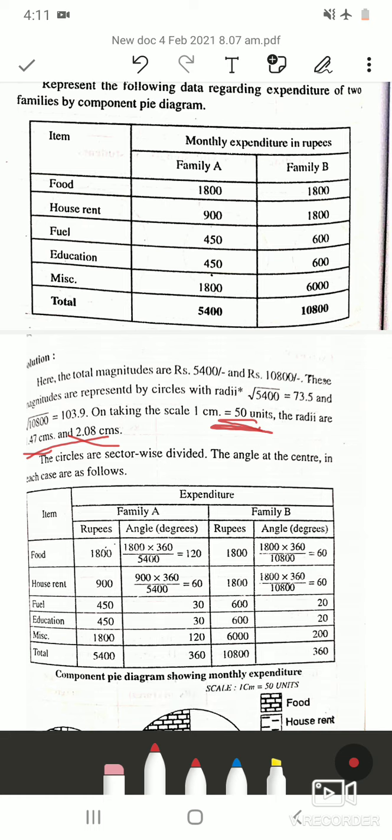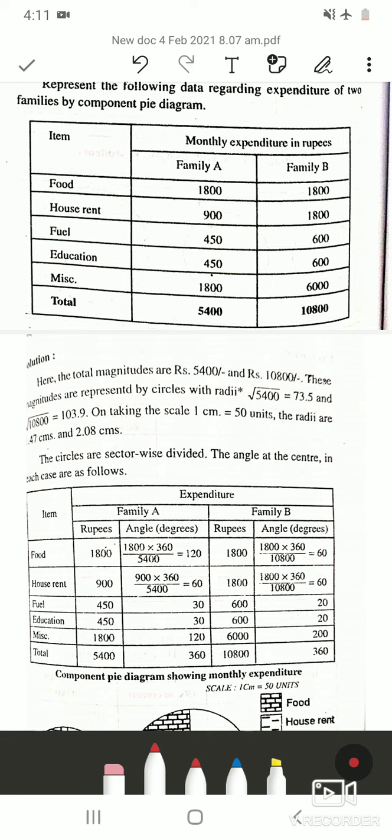So here everything is the same, but instead of taking it in terms of percentage, we are taking it in terms of degrees. So what we have to do is convert, for each family, the given values in terms of degrees. For family A, the first component is foot, which is 1800. To convert it into degrees, we take the given value into 360 divided by the total. So it is 1800 into 360 divided by 5400, which is 120.